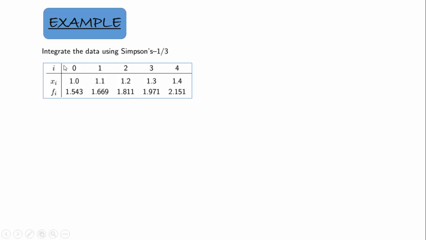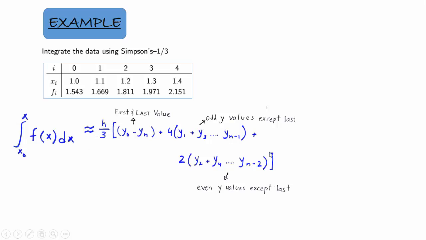Or in other words, we have 5 data points, or 5 values of i or x. You can also see that the xi values have a constant increment of 0.1, which will be the h in the formula of Simpson's one-third rule. Here is the formula for Simpson's one-third rule.